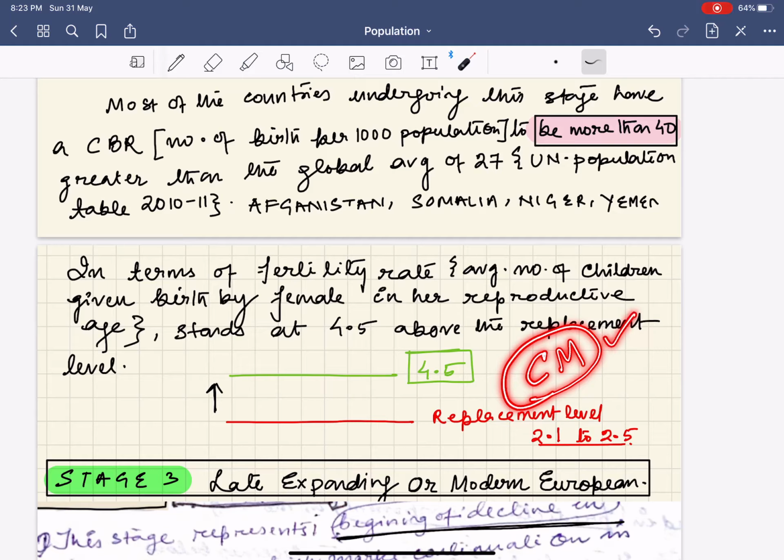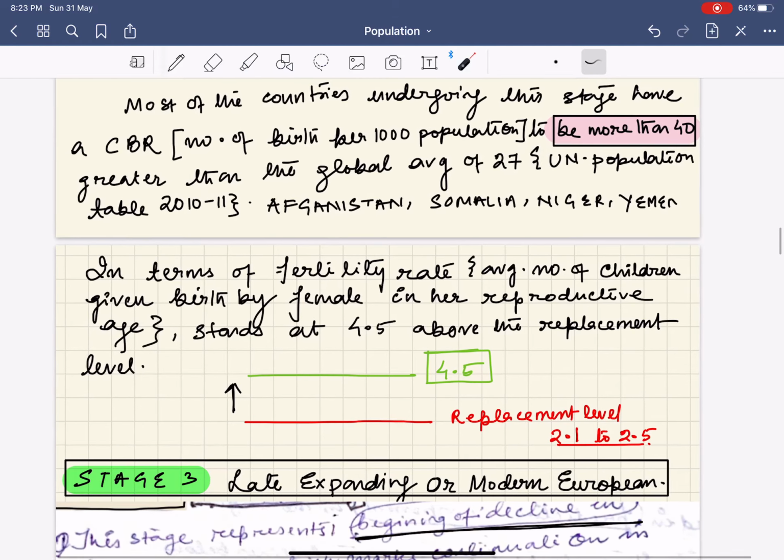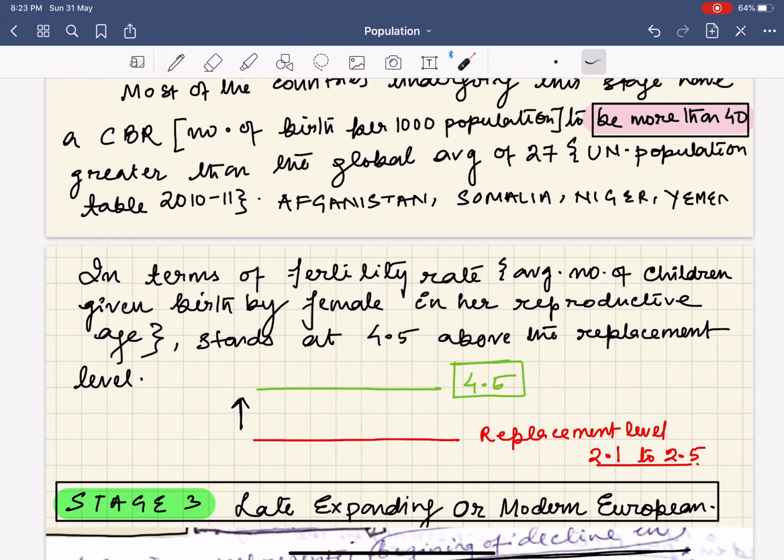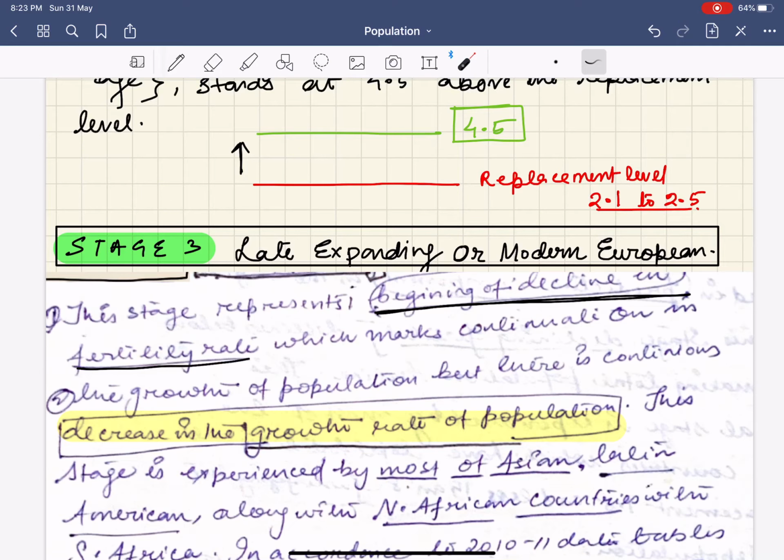Remember this. This is the very reason that the Indian government has been discouraging child marriage since the British time, because with more child marriages, the fertility rate of the female will remain high, hence more births. Next, we have stage 3.